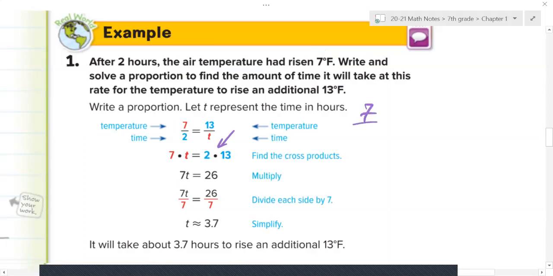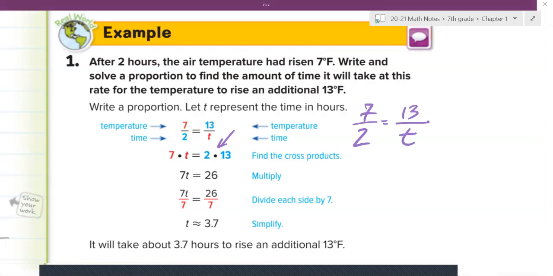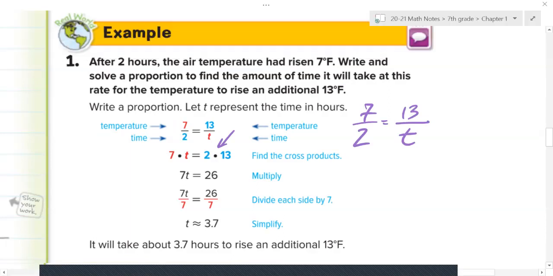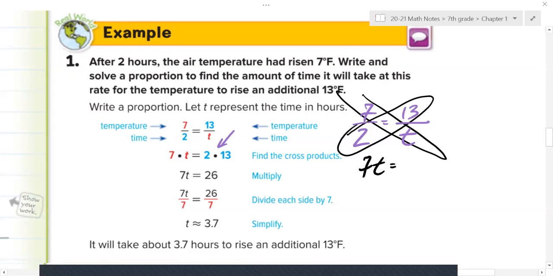So I'm going to rewrite this right here. We have 7 halves is equal to 13 over t. Because we know that if it raised 7 degrees in 2 hours, we want to find out how long it took to get 13 degrees at that same rate. So I'm going to do the cross multiplication. There's 7 times t equals 13 times 2, and that's where they get to this. They did the cross multiplication of those two ratios.